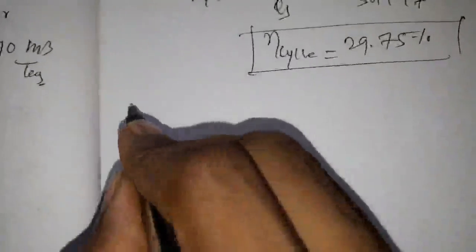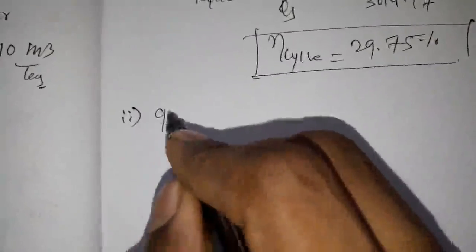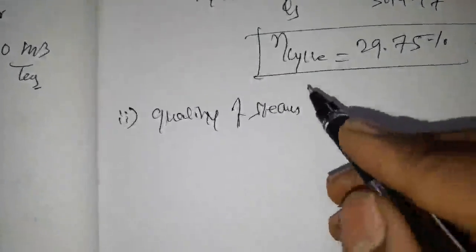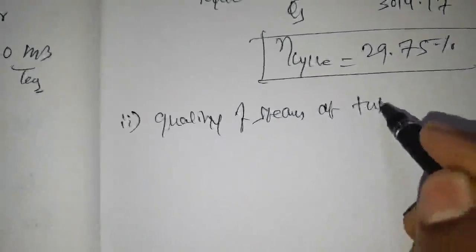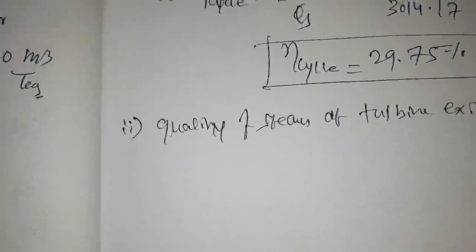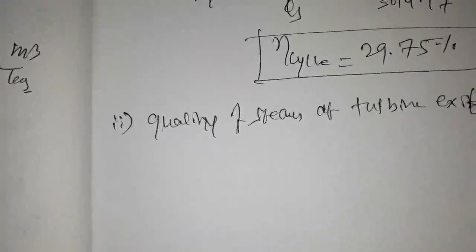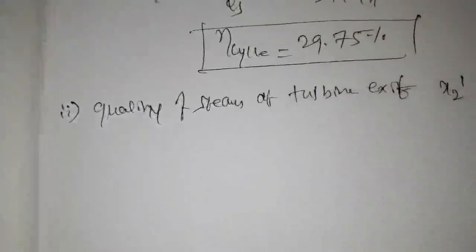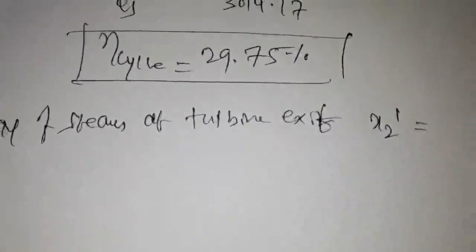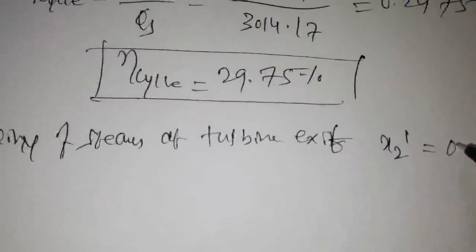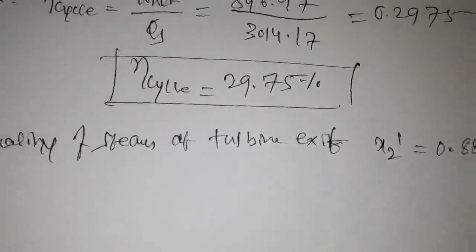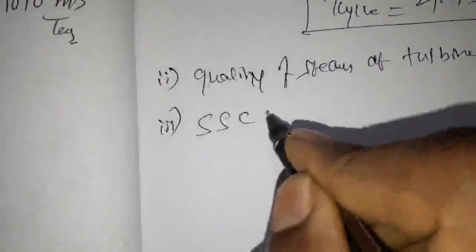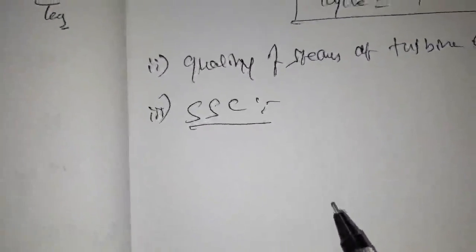Friends, the second bit is the quality of steam at turbine exit, that is x2 dash. X2 dash we have already calculated in our previous steps, and from the graph it is 0.885. Third bit is specific steam consumption, or steam flow rate.